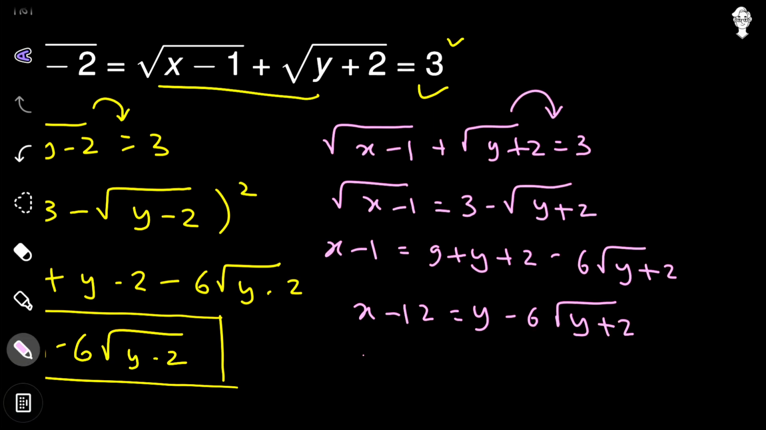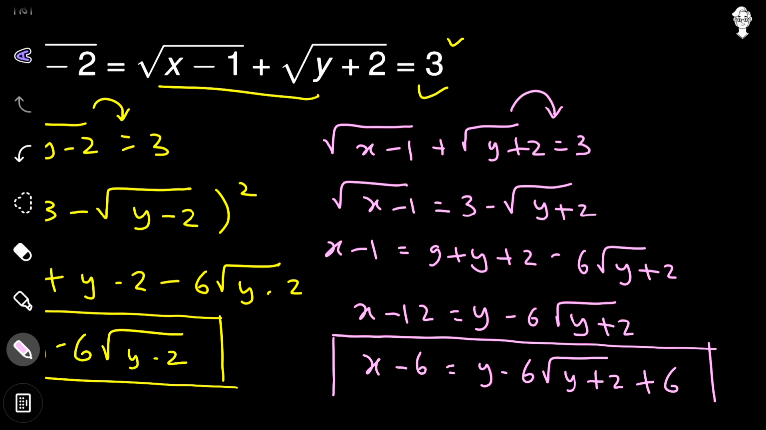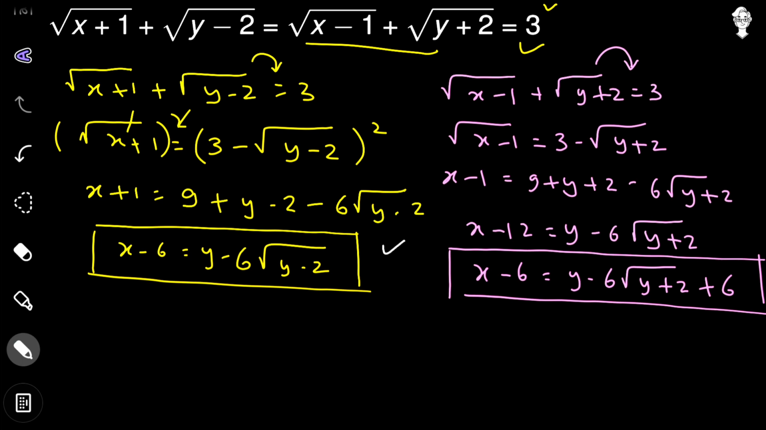So now what I will do is simply add 6 on both the sides. So x minus 12 plus 6 will give me x minus 6 is going to be equal to y minus 6 times square root of y plus 2 and plus 6. So here we have another equation, x minus 6 is equal to y minus 6 times square root of y plus 2 plus 6. And remember the first equation. So here we have the first equation and here we have the second equation. And the best thing about these two equations is that they have the same LHS, that is x minus 6 and x minus 6. So we can simply compare the RHS.